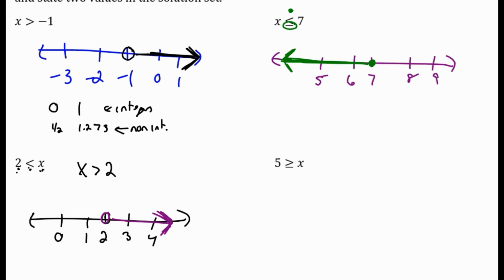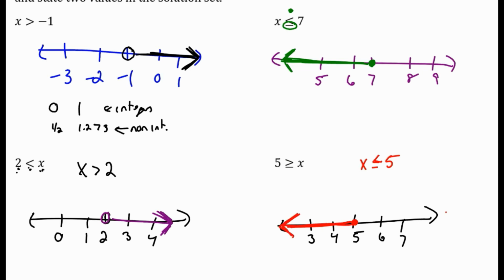Last one here. 5 is greater than or equal to x. 5 is bigger than x, so x is less than or equal to 5. I'm flipping that entire inequality around there. So I make my number line. 5 is going to go in the middle. 6, 7, 4, 3. So 5 is getting a closed circle because 5 is a solution to that inequality. It is in the solution set, and I'm shading less than. I'm going less than 5. That way. Not too terrible, was this?